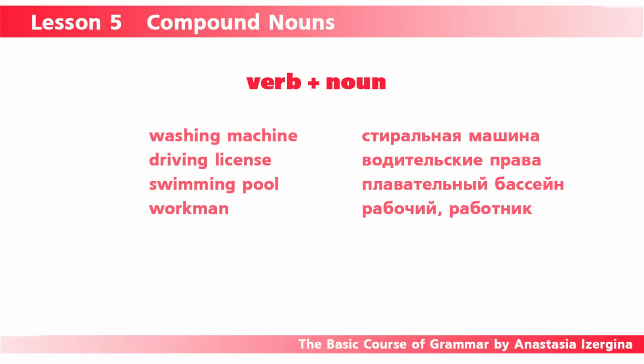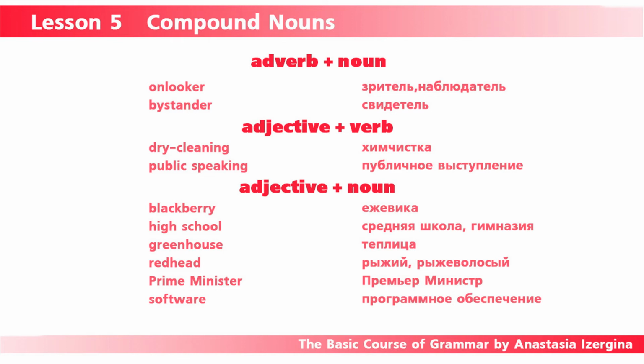Next formula, verb plus noun, when a verb is coming first and only then we use a noun. Washing machine, swimming pool, driving license, workman. Here I guess all the words are actually familiar. Adverb plus noun. The examples are words like onlooker, bystander. Next formula is adjective plus verb. Dry cleaning, public speaking.